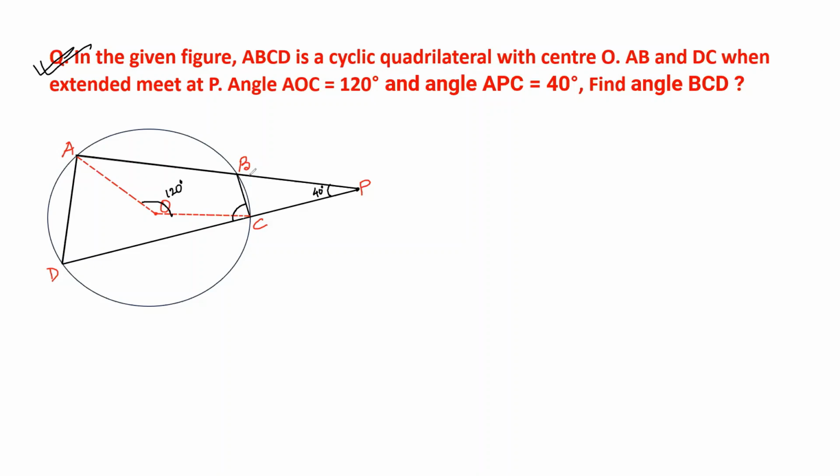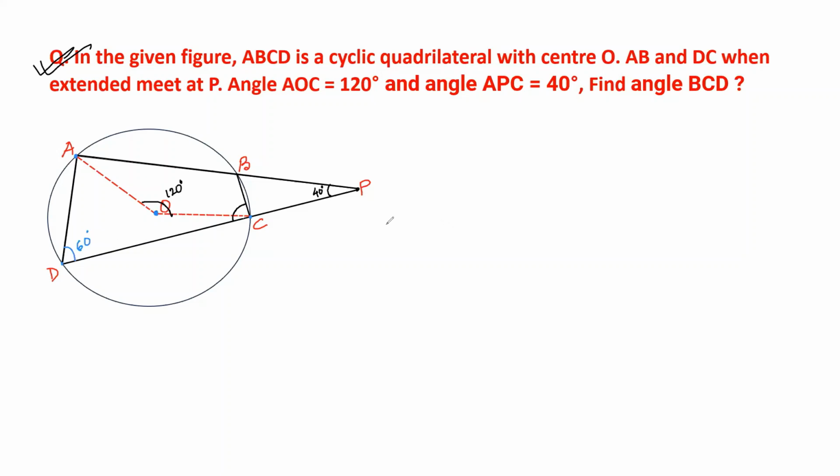To find the angle BCD, let us consider the arc formed by the points A and C, that is this arc. This arc is subtending an angle of 120 degrees at the center. So from the inscribed angle theorem, we can say that the angle formed by this arc at the circumference would be half of this angle. So the angle formed by the arc AC at point D would be half of 120 degrees, that is 60 degrees, simply by using the inscribed angle theorem.